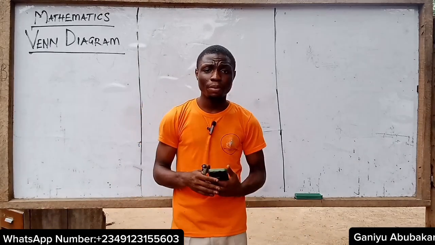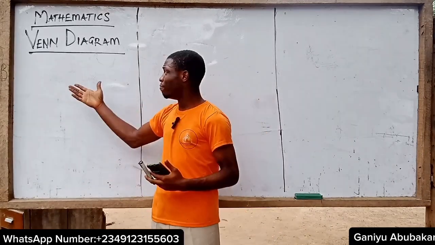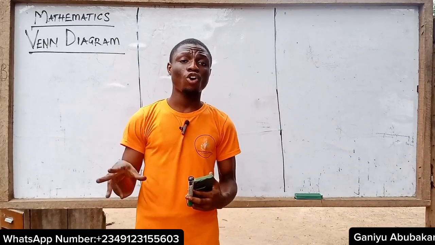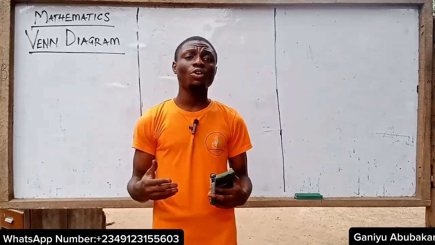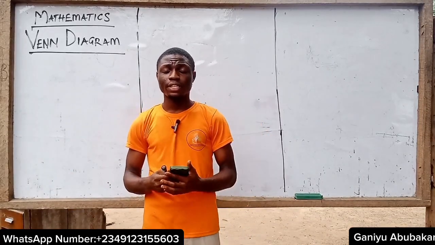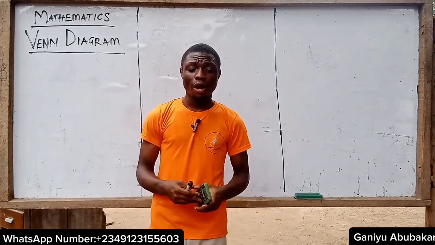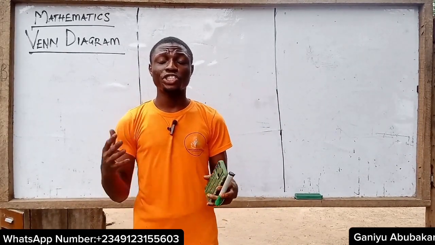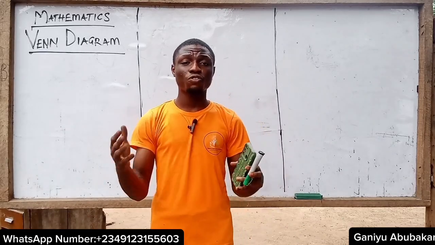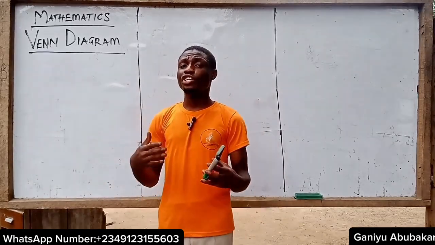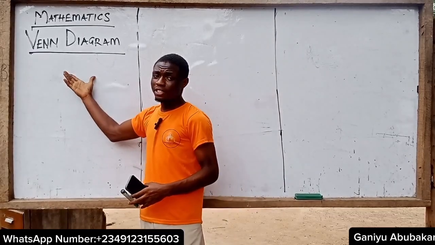For this class, we're talking about the concept of Venn diagram. Venn diagram is from the topic called set. I've discussed the introduction to set in our previous class, and I'll be dropping the links in the description of this video. I have two videos for the introduction to set, so try to watch the two videos before you dive into the concept of Venn diagram.